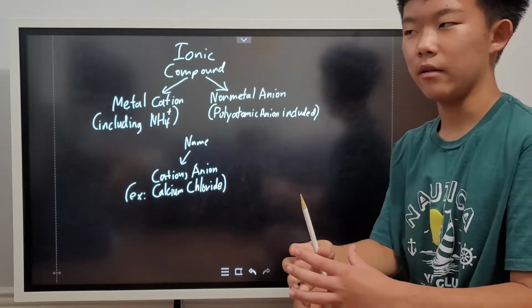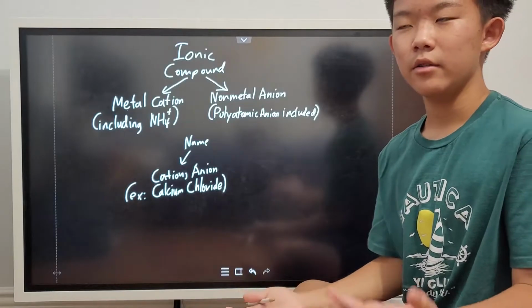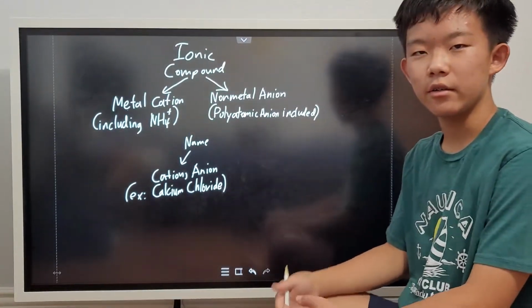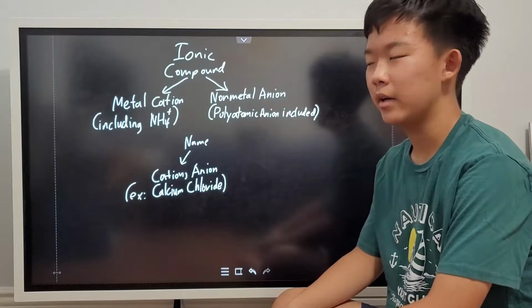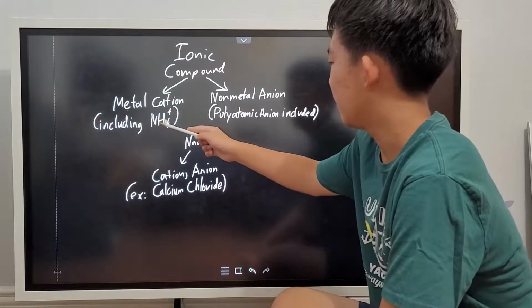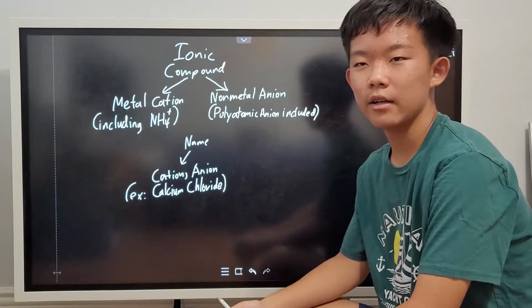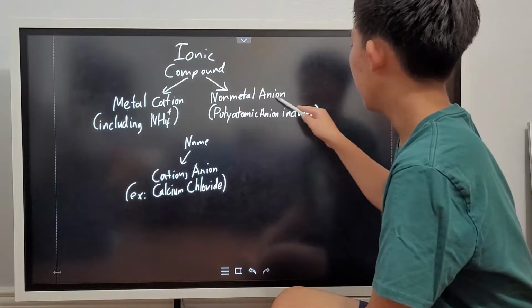An ionic compound, also known as a salt, can be split up into a metal cation and non-metal anion. What's funny though is that in the metal cation, ammonium is considered a metal, although you can never find the metal here. Nitrogen and hydrogen are both non-metals, but they still count it as a metal. We also have non-metal anions.